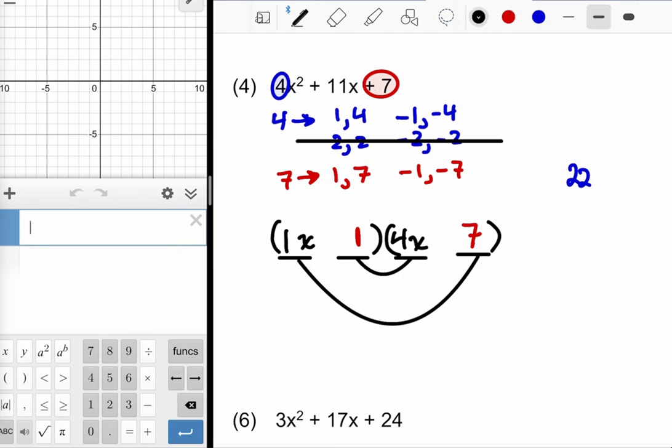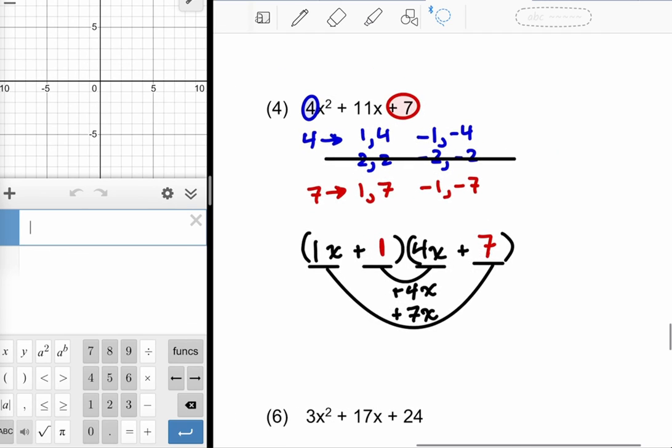So 1 times 4 is 4, so 4x. 1 times 7 is 7, so 7x. If you add these two numbers together, you're going to get an 11, but only if they're positive, which means that these two factors have to be positive. So now I know my two factors are 1x plus 1, or just x plus 1, and 4x plus 7. I can get rid of this because it's straight now.